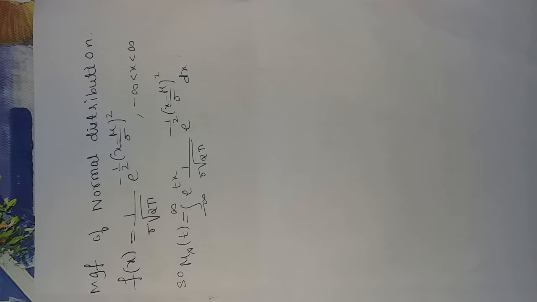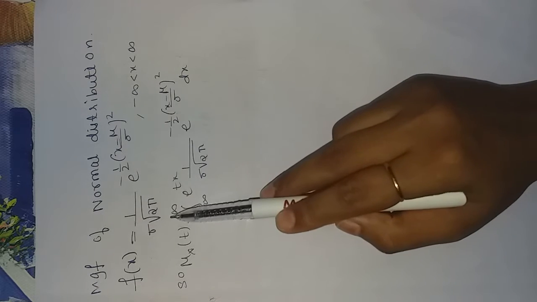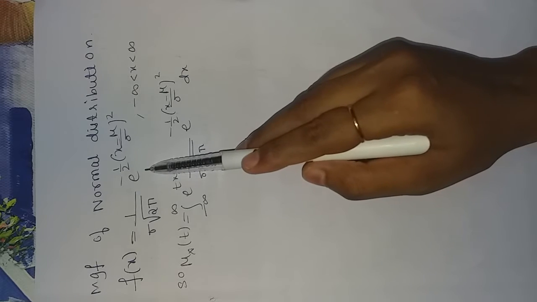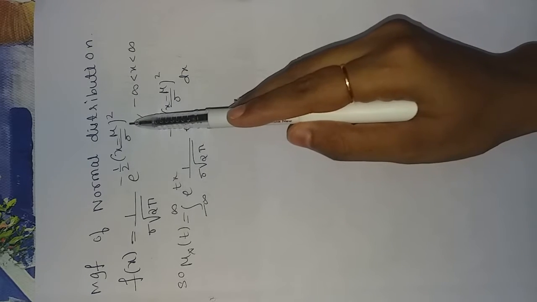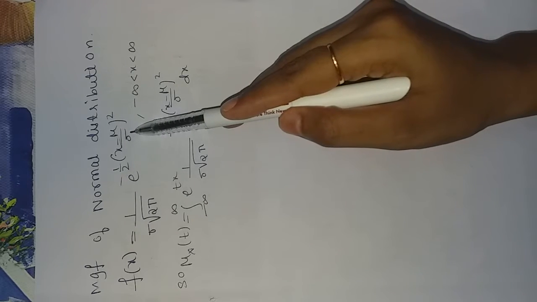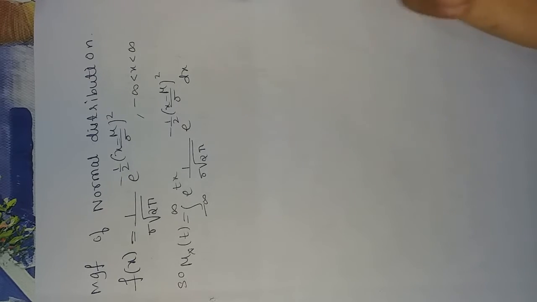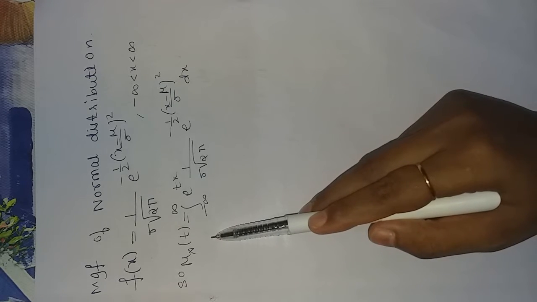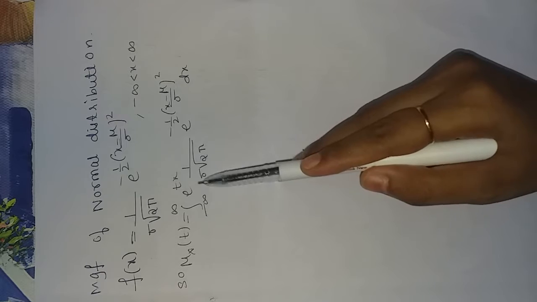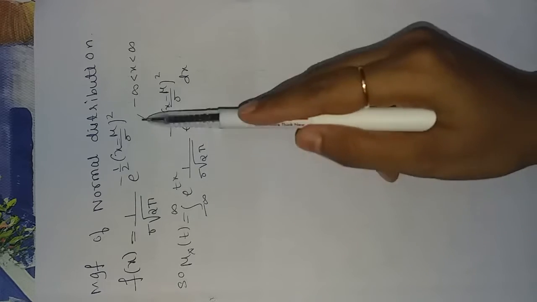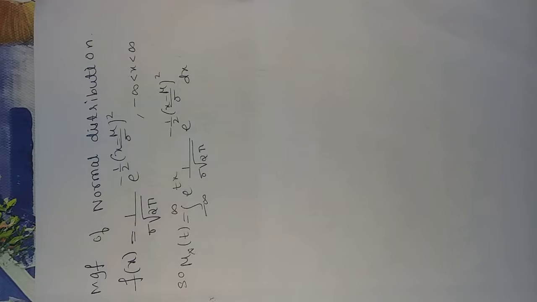Since normal distribution is a continuous probability distribution, the probability function of the normal distribution is 1 upon sigma into square root of 2 pi e to the power of minus half into ((x minus mu) by sigma) whole square, where mu is the mean and sigma square is the variance. So the moment generating function of the normal distribution is M_X(t) equals integration of e^(tx) into f(x) dx, where f(x) is the probability function of the normal distribution.